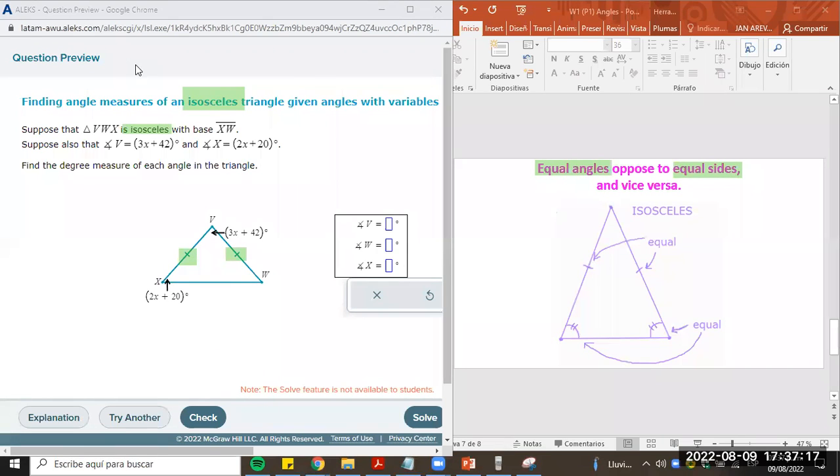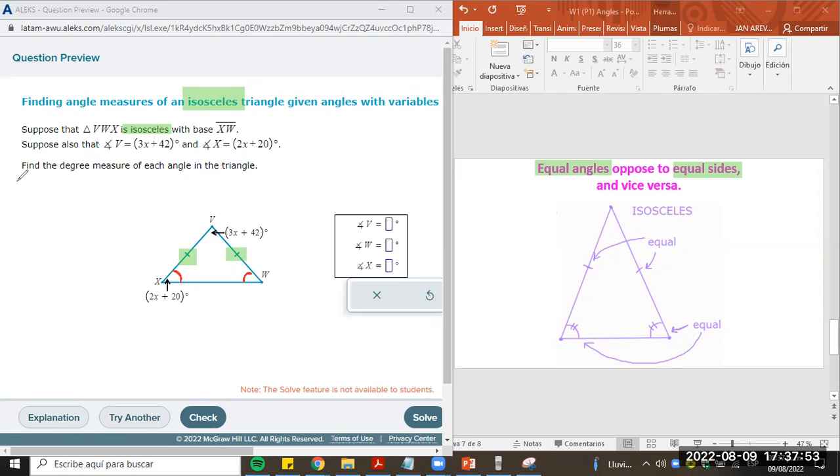So the fact that this triangle is isosceles implies that angle W and angle X is the same. And we're going to use that fact. I hope I can do everything in this little tiny space. Wait a second. These two are the same. These two together.